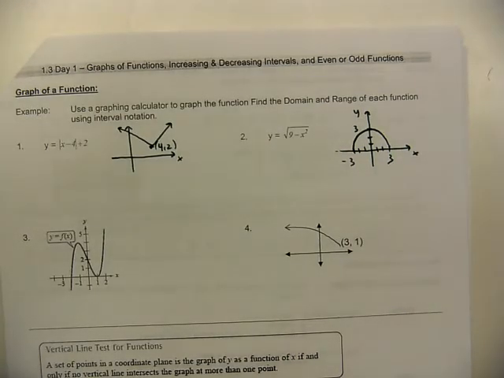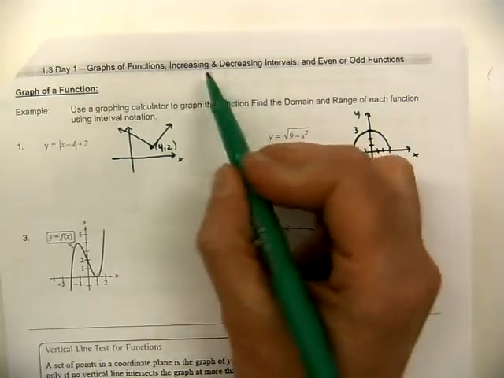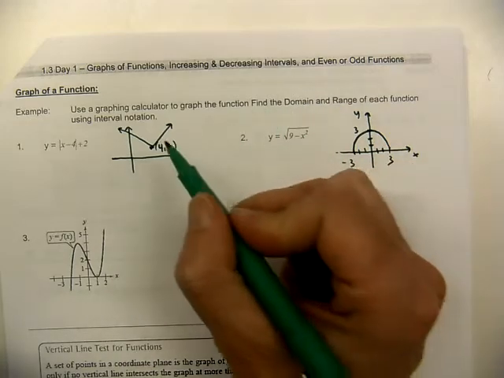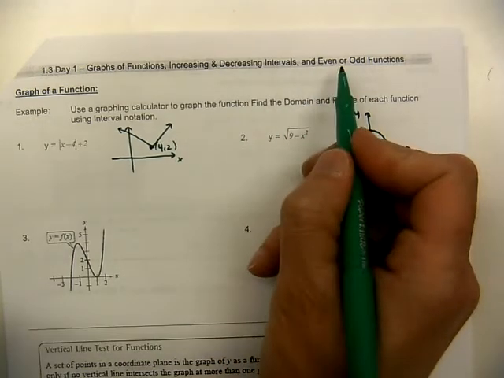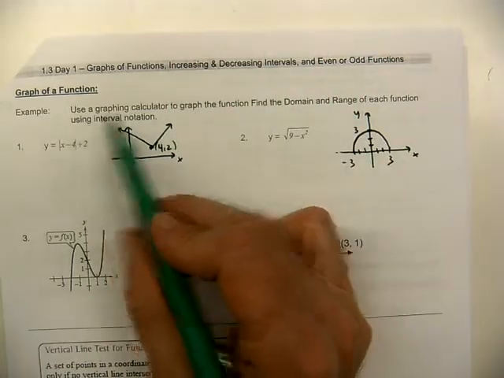Hey everyone, today we're looking at different characteristics of a function, such as increasing and decreasing intervals. We're also talking about domain and range by looking at its graph, and then even and odd functions, and how we classify them as well. So those are the topics we're looking at. Here they're saying using a graphing calculator.